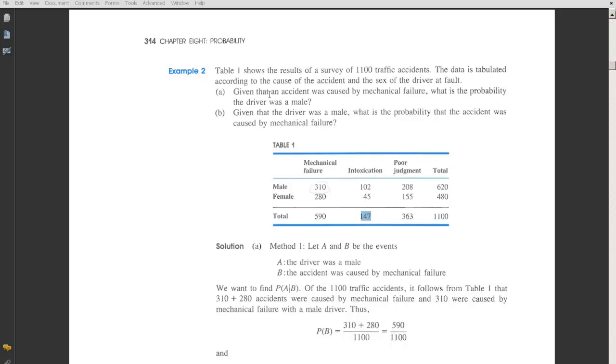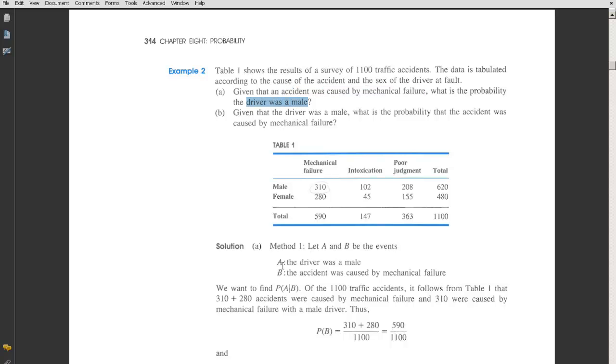Okay, so they say, given that. So now we just did some kind of marginal probability questions, but now we're going to do a conditional probability question. So you know it's conditional when they say given that. So given that the accident was caused by mechanical failure, what is the probability that the driver was male? So how do we write that? So let's give these two events. So there's two events involved. The accident was caused by mechanical failure, and driver was male. So let's give those names.